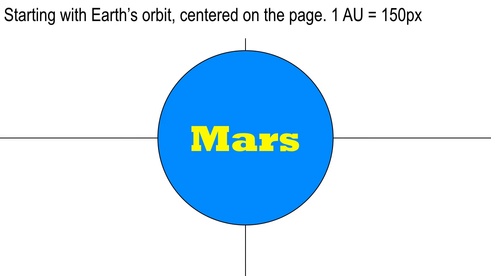Now, I'm going to take that out of the way, and we're actually going to start with Earth's orbit, and we're going to center Earth's orbit on the page. Now, Earth is elliptical in its orbit, but on this scale, you can't draw that. On my software, I can't go to fractions of a pixel. Maybe some fancier software, like Photoshop, could do it a little better, but I can't do it in this software.